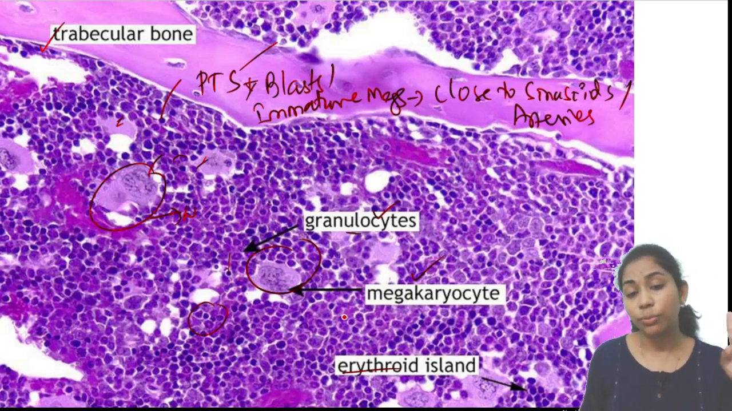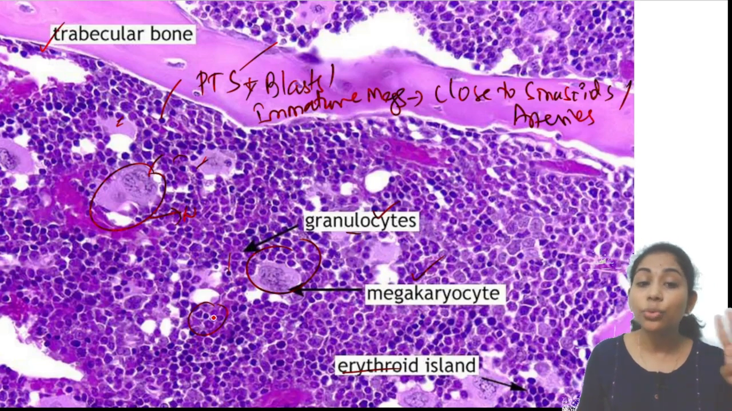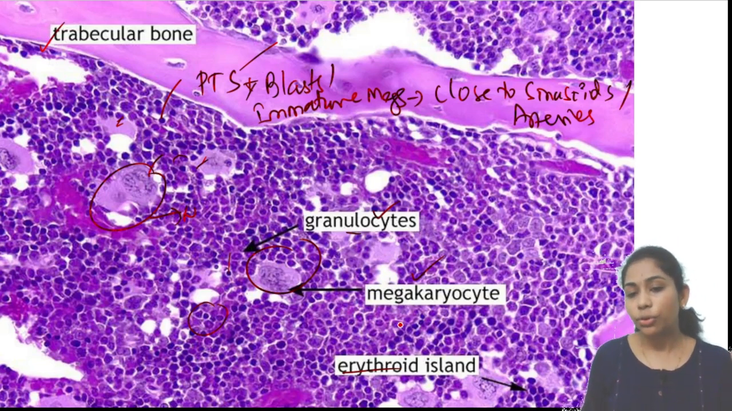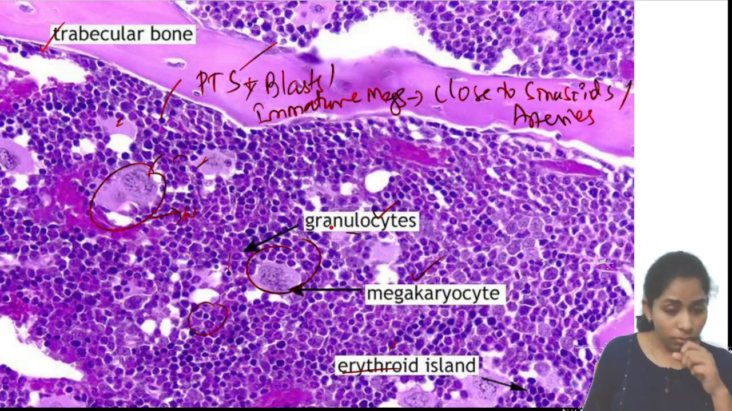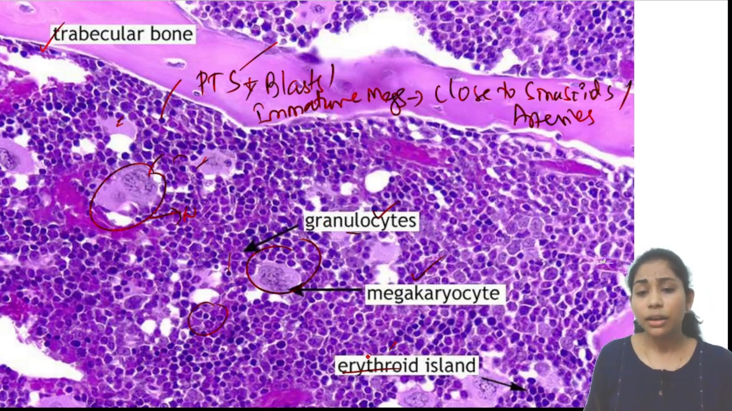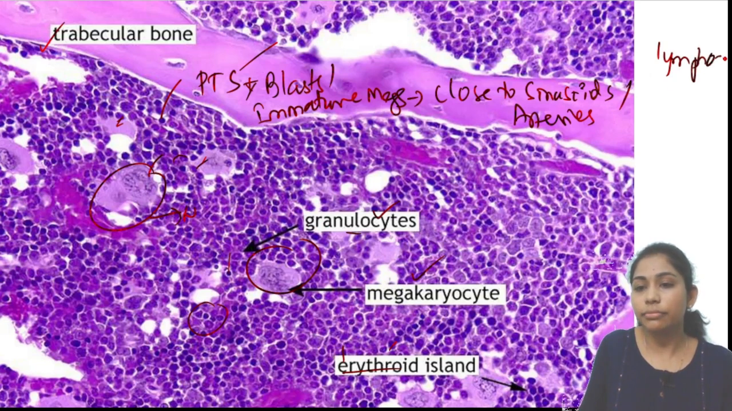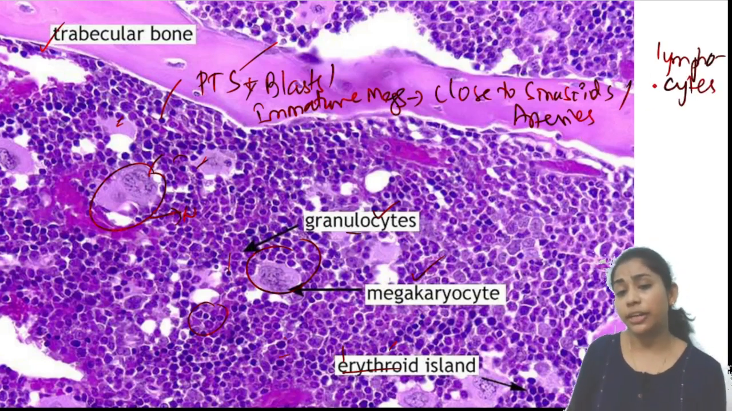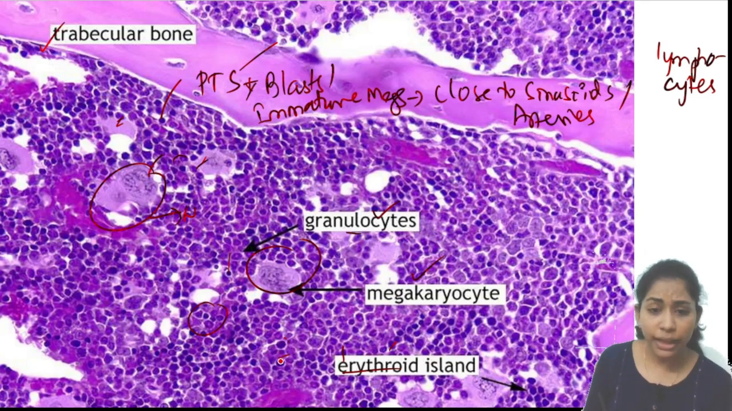And I want to tell you one more thing. Among the darkly stained cells, there are two types, not just erythroids. The erythroids, and one more cell that is darkly stained: lymphocytes. To differentiate them, the erythroids, as you can see, have a clear halo surrounding them. Can you see? There is a clear halo. Most of the cells have a clear halo. If the cells have a clear halo surrounding them, then they are erythroids.